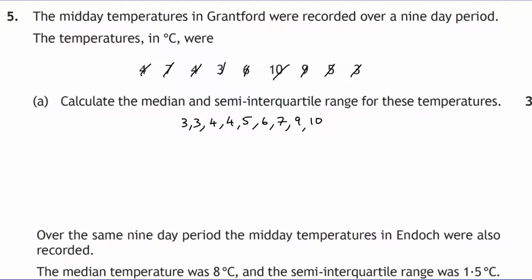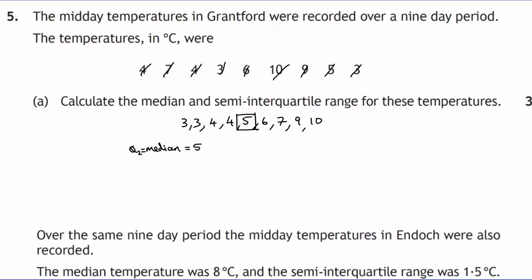So the median and the semi-interquartile range for these temperatures. The median, first of all, will be the middle number. Now we've got, what was it, a 9-day period. So we've got 9 numbers, 4 numbers per half. That's 1, 2, 3, 4, 1, 2, 3, 4. And the number in the middle this time will be our median. So the median equals 5.